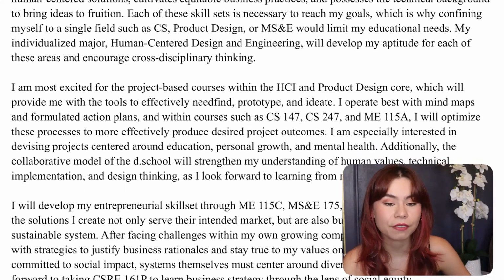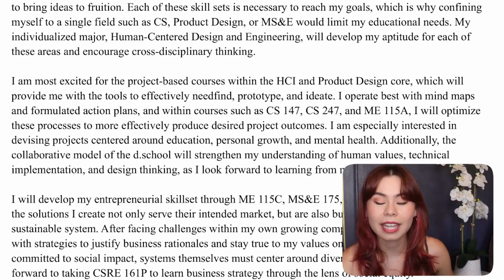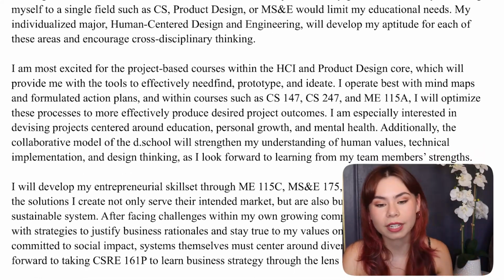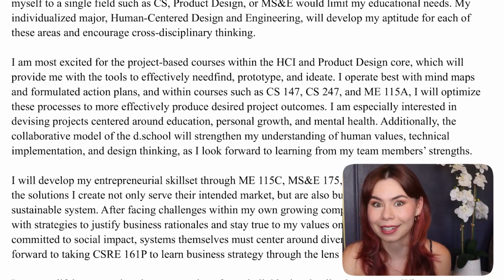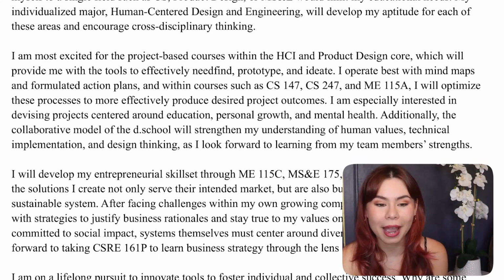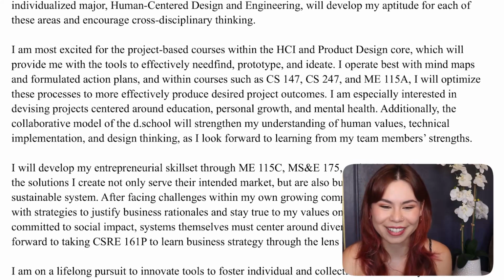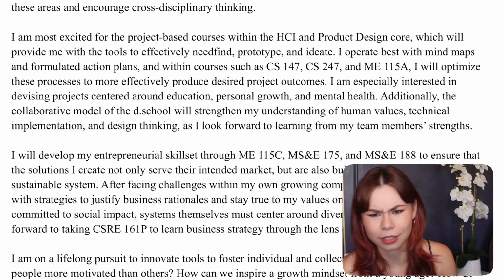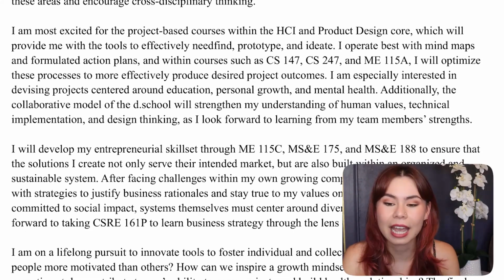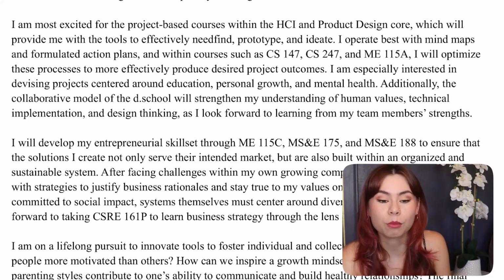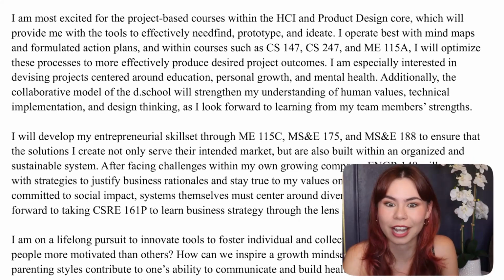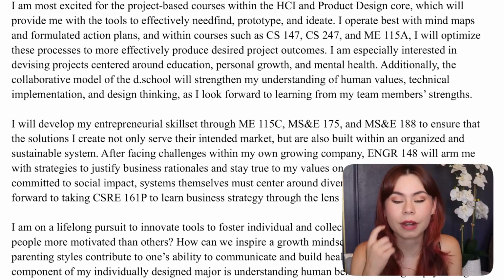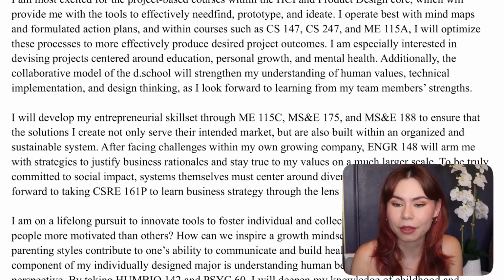I am most excited for the project-based courses within the HCI and product design core, which will provide me with the tools to effectively need-find, prototype, and ideate. I operate best with mind maps and formulated action plans, and within courses such as CS 147, CS 247, and ME 115A, I will optimize these processes to more effectively produce desired project outcomes. I am especially interested in devising projects centered around education, personal growth, and mental health.